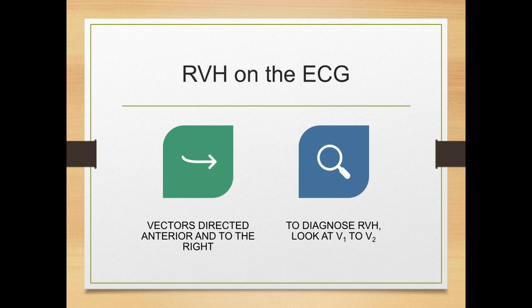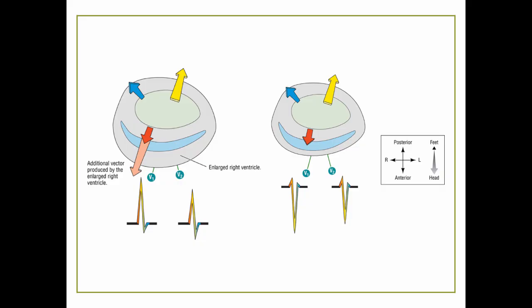On the EKG itself, when we're looking for right ventricular hypertrophy, we're going to see that our vectors, our electricity, is directed more towards the anterior and to the right. So we're going to have some kind of right-sided issues. To diagnose RVH on the EKG, we're going to look at V1 and V2. And that's it. Full stop there. There aren't 300 criteria like there are for left ventricular hypertrophy. We're just going to look at V1 and V2, because V1 and V2 are our best windows to see right ventricular hypertrophy.